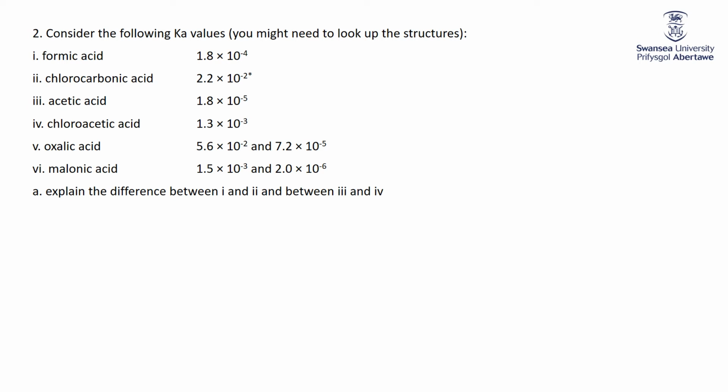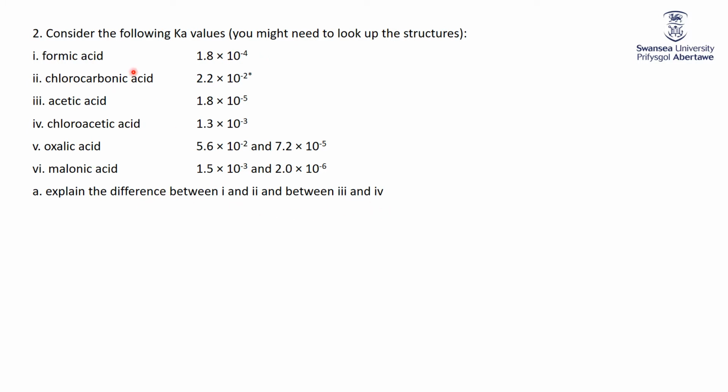So question 2, A-level worthy, but probably a little bit more than they would want. We've got 6 different acids here. I've given you the Ka values. Remember, the bigger the Ka, the stronger the acid. And now what I want to do is explain the differences between various pairs.